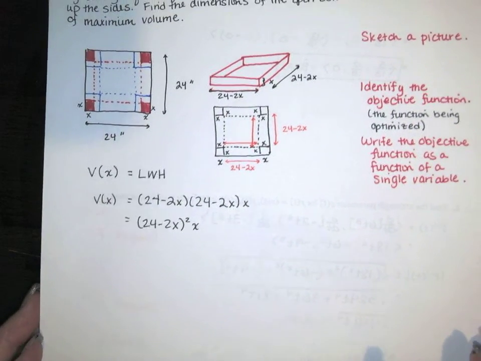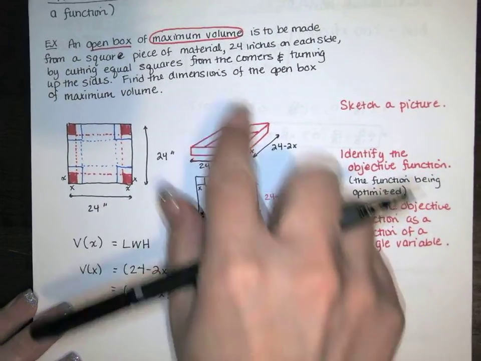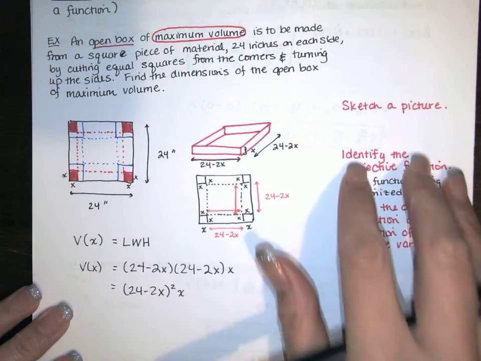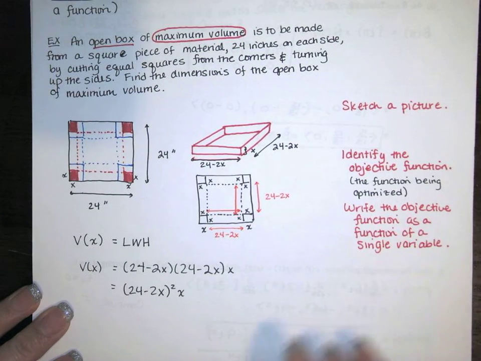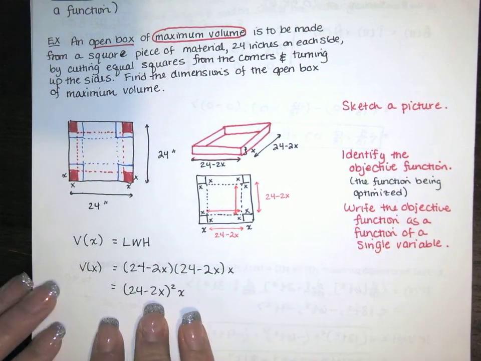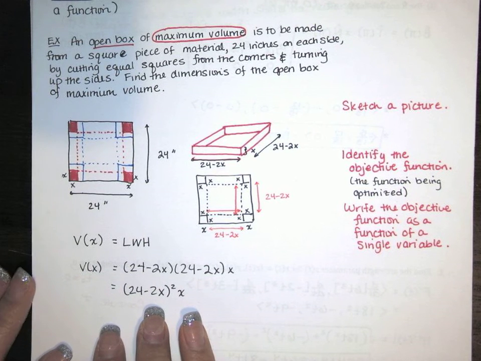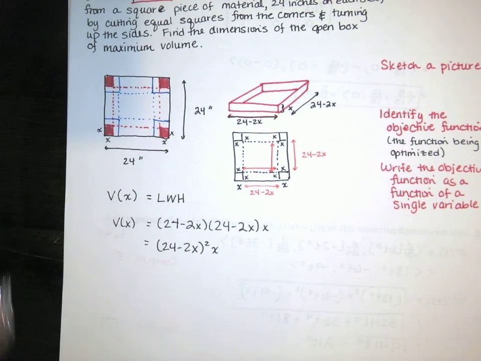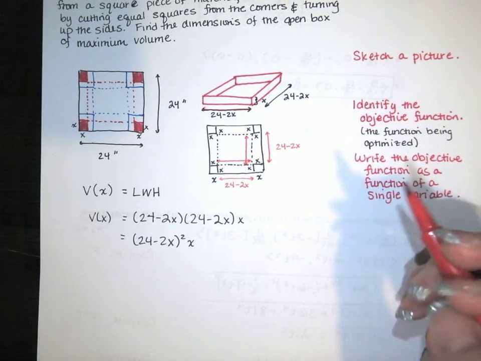Okay. Now the question asks us to maximize the volume. So we sketched a picture, we identified the function we're maximizing, volume, and then we wrote it as a function of a single variable, and now we just find the maximum of this. And you can use either the first derivative test or the second derivative test. Either one is fine.